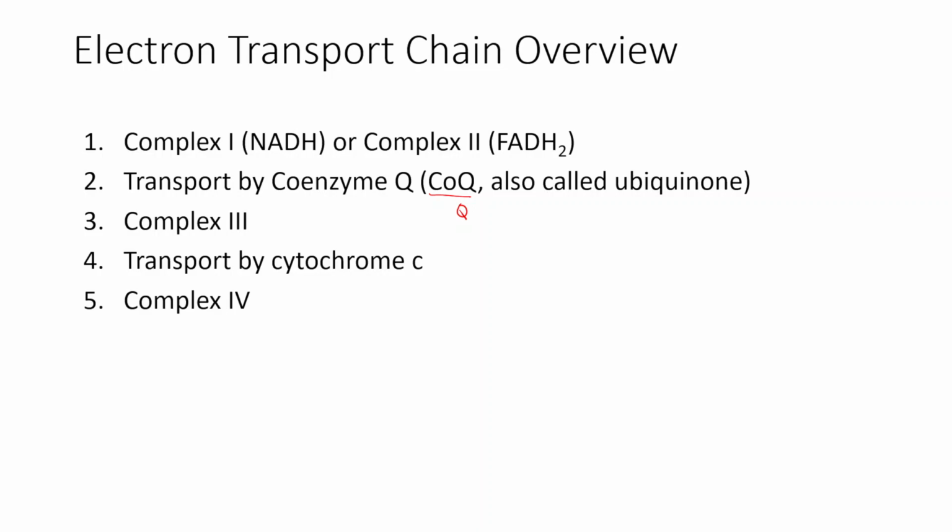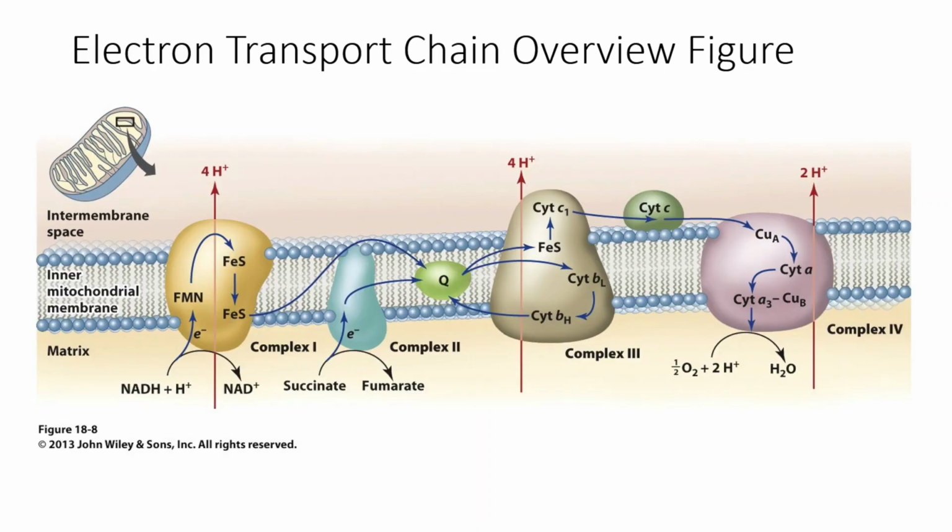And during a lot of these different steps, protons are pumped out of the matrix through that inner mitochondrial membrane to the intermembrane space to create a proton gradient. So all of that is also summarized in this figure. And so I think this figure is a really helpful place to start, and it contains most of the information that you will be expected to know in terms of what's happening during the electron transport chain.